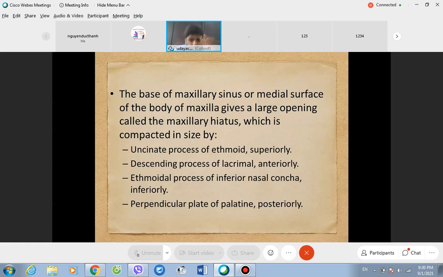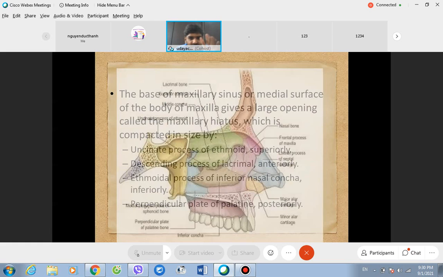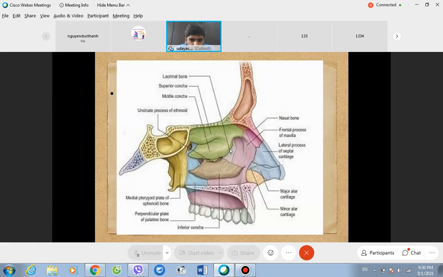It is hard to imagine with this theory. I will show you the diagram. See, this is the maxillary hiatus, somewhere around here. If you remove all the bones, we can see the maxillary hiatus. But this is compacted by anteriorly lacrimal bone, superiorly this is the uncinate process, inferiorly this is inferior turbinate, and posteriorly this is palatine bone, perpendicular plate of the palatine bone.